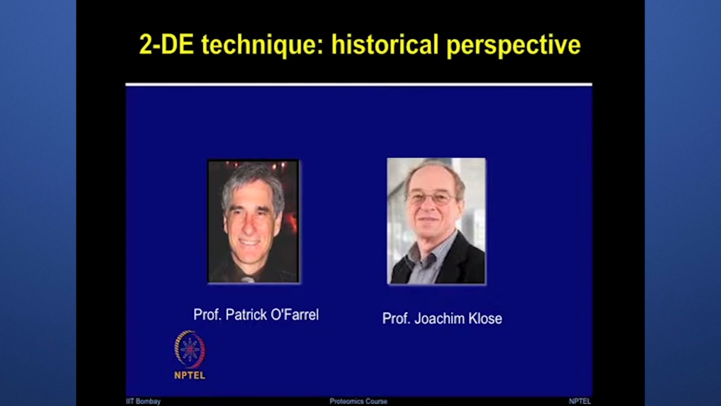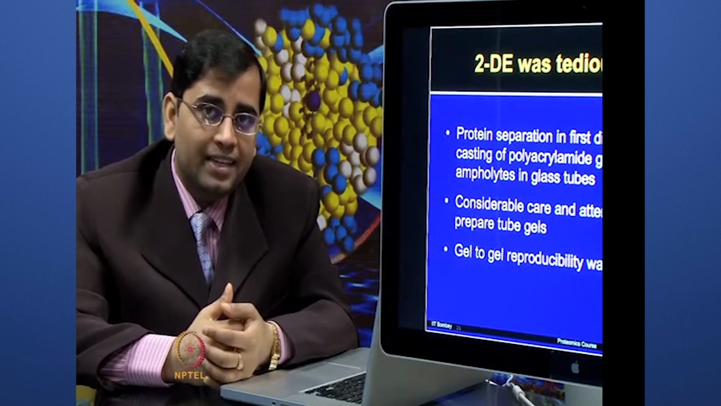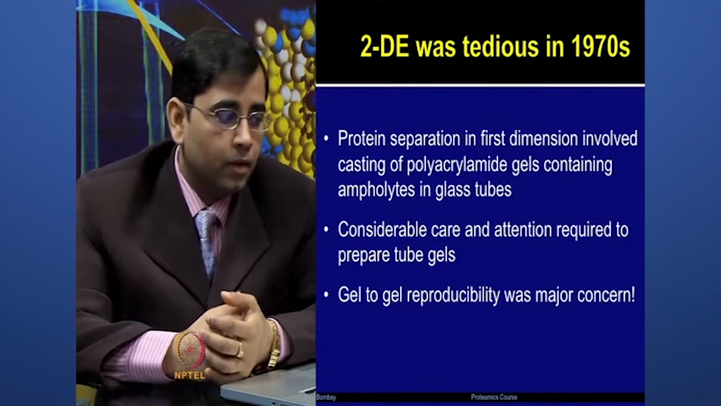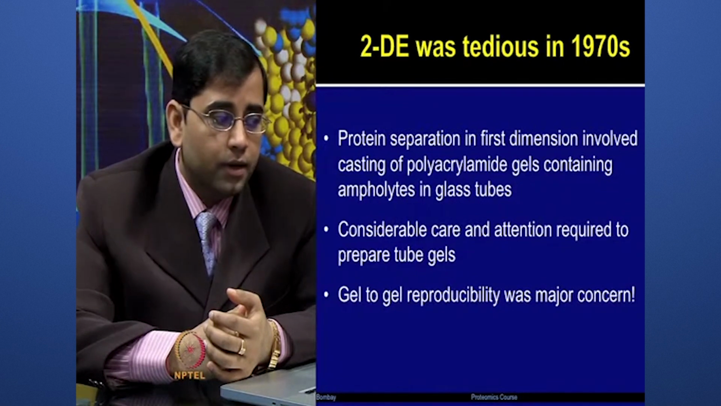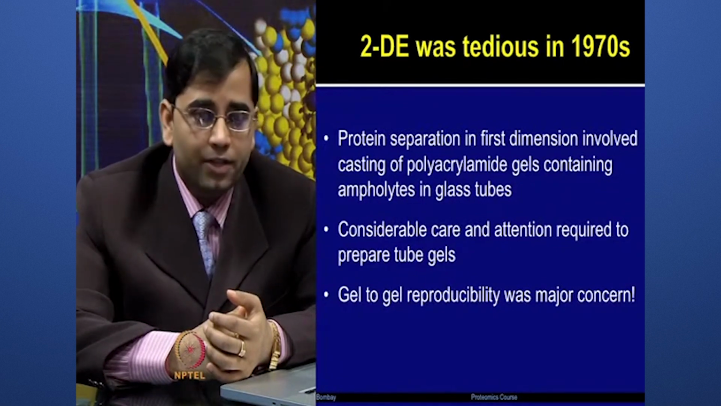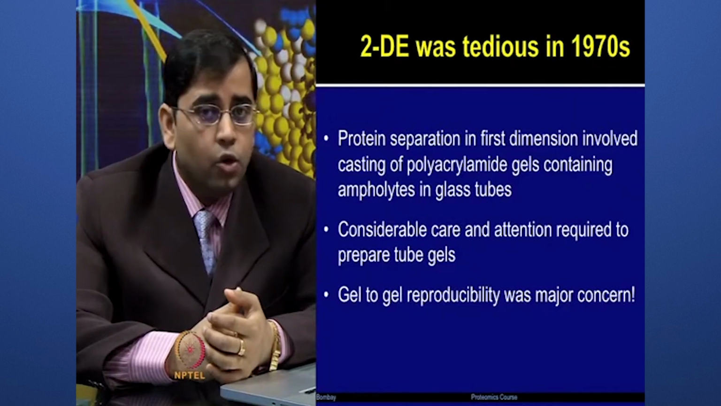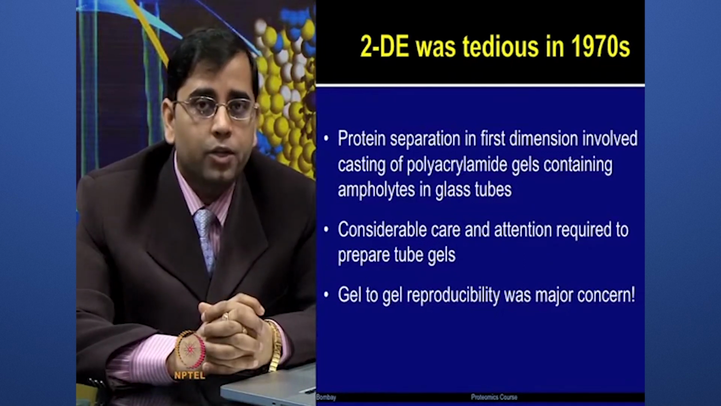They made a great contribution in the field of proteomics, and the technology still remains one of the core techniques in the proteomics field. 2D, when it started in the 1970s, was not a very easy process, because protein separation in the first dimension involved casting polyacrylamide gels containing ampholytes in glass tubes. A lot of care and attention had to be taken at that time to prepare the tube gels.